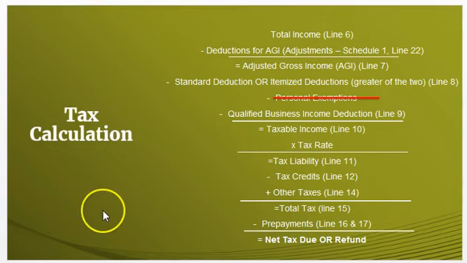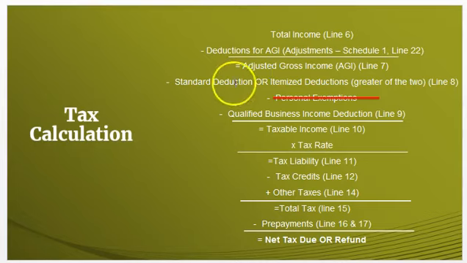So we start by adding all of the income together and we end up with our total income. So that's where we start with our calculation. Then we have deductions. Now that's found again on Schedule 1, line 22. And those are going to reduce our total income. So once we subtract out any deductions, we end up with that number, adjusted gross income, AGI, that we find on line 7. From that number then, we also deduct some other things.